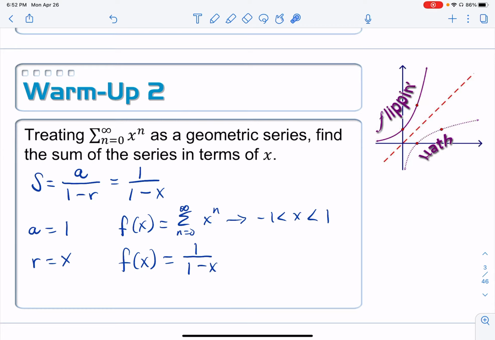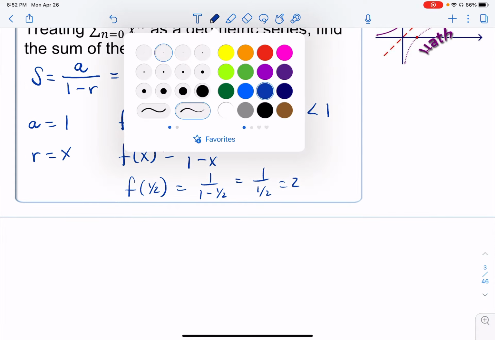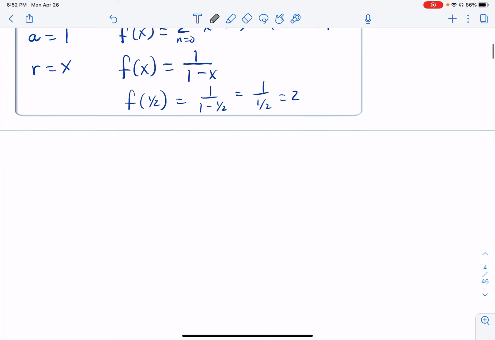Okay, so for example, 1/2 is in there. If I were to plug in f of 1/2, that's equal to 1 over 1 minus 1/2, 1 over 1 minus a half, which is equal to 2, right? And you plot this thing as an ordered pair, 1/2, comma 2. If you were to graph all of those values, it would overlap the graph of 1 over 1 minus x.